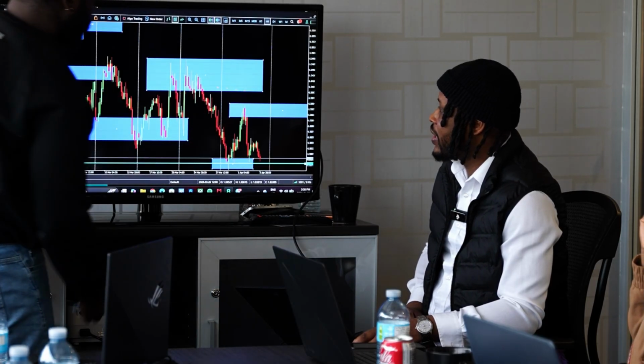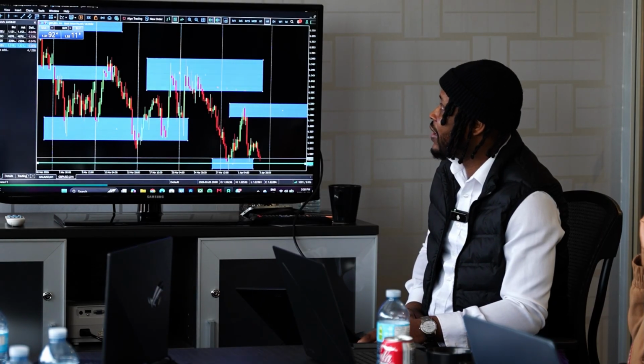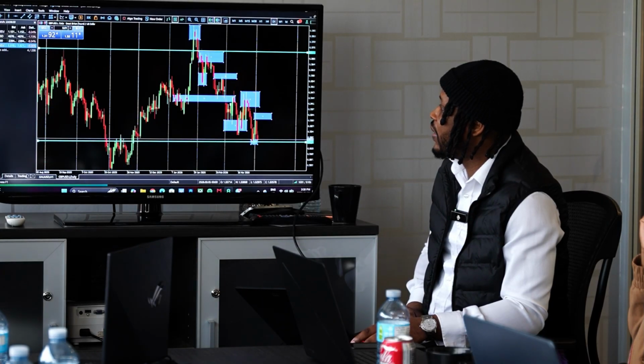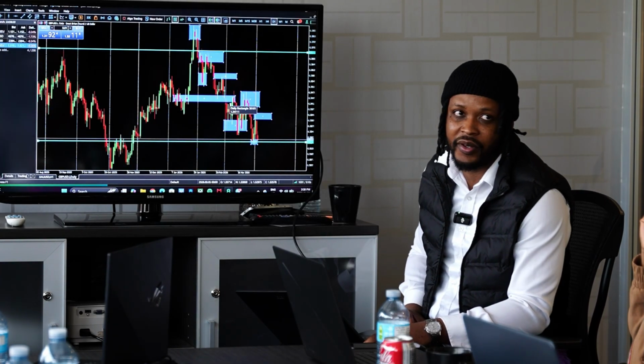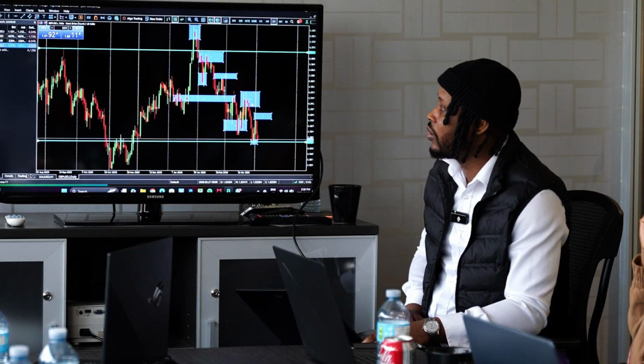No. These are not structures. This is the true structure right here on the daily time frame. Remember, that's what I mentioned in the beginning: you have to place your market structures on the daily time frame. Until there's a break of the daily structure, the market is still bearish.